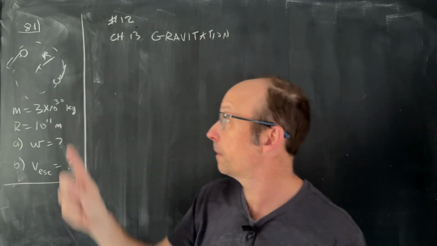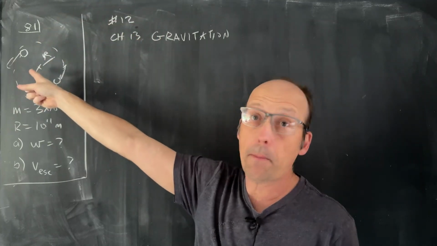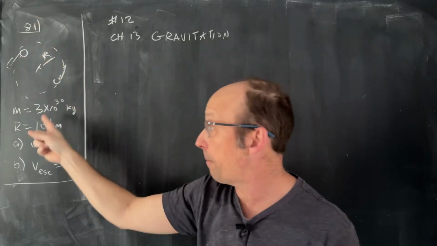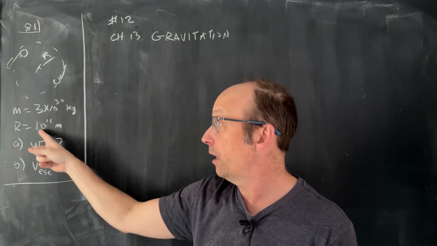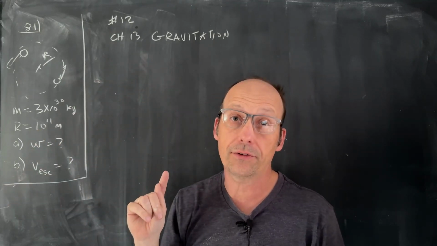Okay, the problem. Number 81 from chapter 13. So we have a binary star system, two stars of equal masses. They have a mass of 3 times 10 to the 30 kilograms, and they're orbiting a center mass. They're both 10 to the 11th meters from the center mass. A, what's the angular velocity of the system?